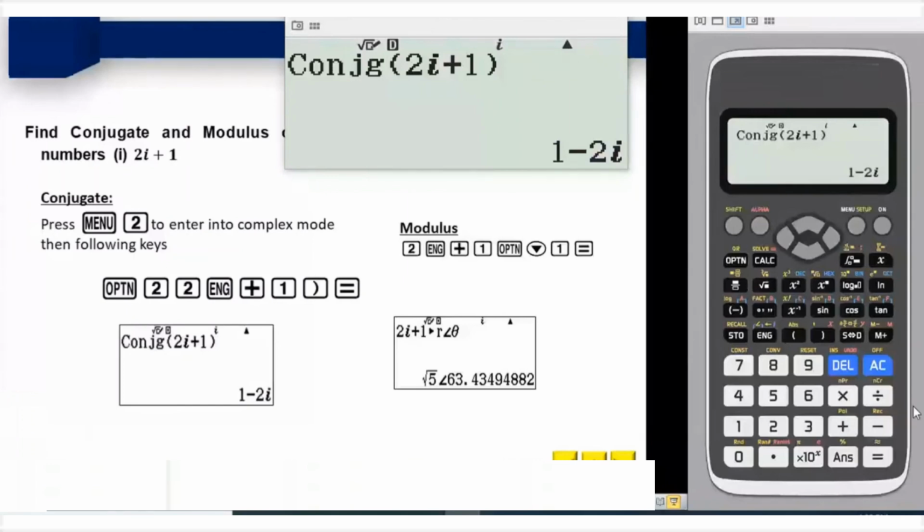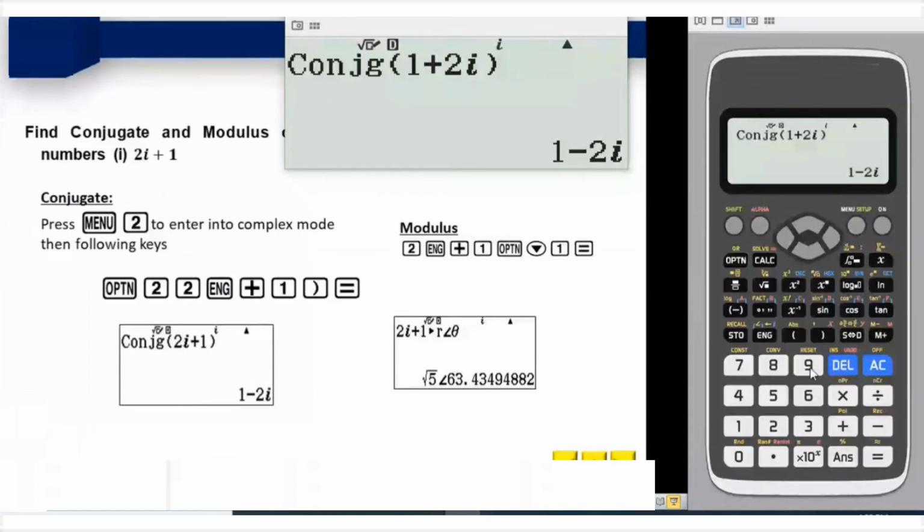If I would have written option 2, 1 plus 2 iota, now writing the real first and then the imaginary, I would still have received the same answer, because the calculator will always give you the real part first and the imaginary part next. So whether you write imaginary first and real next, or real first and imaginary next, you will always end up with the same answer. I hope this makes sense.